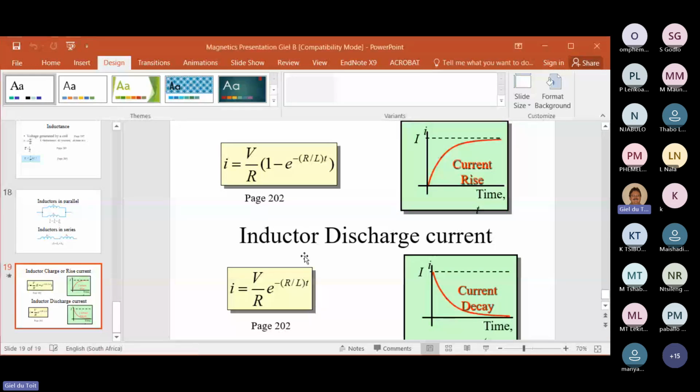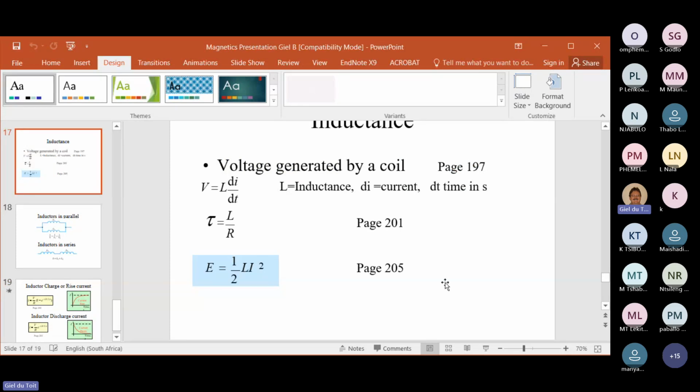All right, so I just recapped quickly what we've done yesterday. There is a video which I'll send to Sibonello for yesterday, and you guys can look at that full video. So this is just a recap. Also, these formulas on page 197, page 201 and 205. Revisit them and do them.